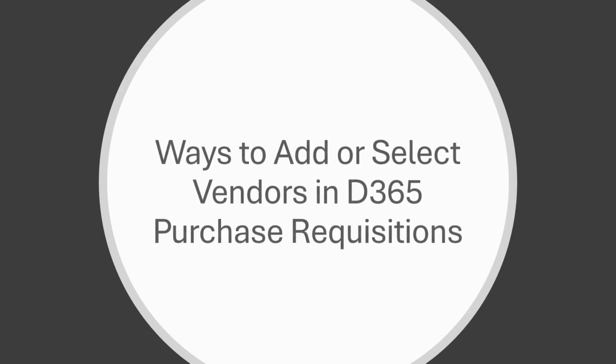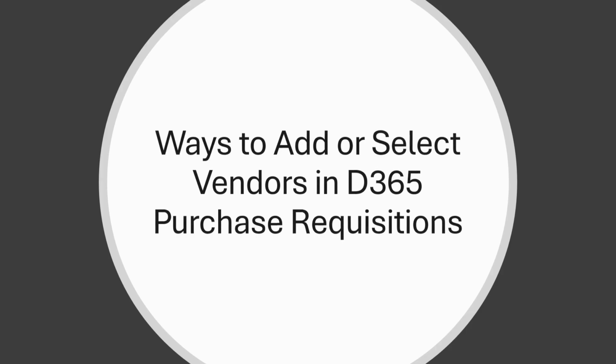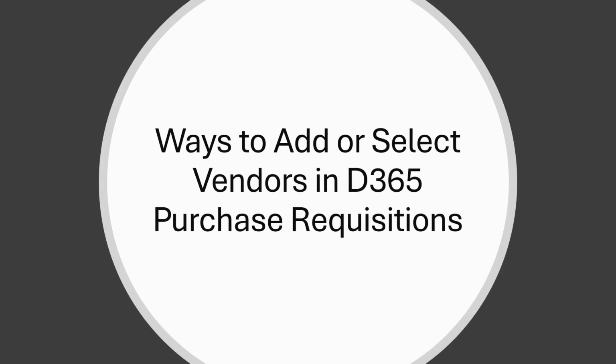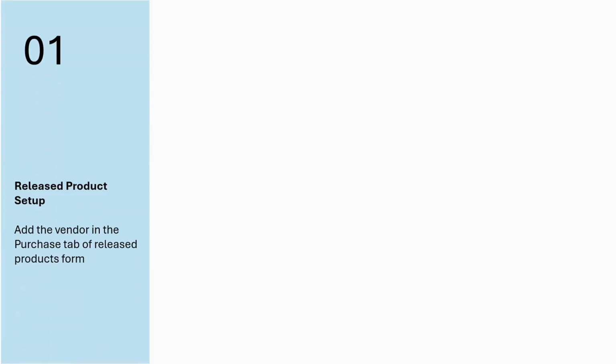In today's video, I will be showing you how to add a vendor to an item in a purchase requisition in D365 F&O. So let's get started. First way is to add it in the released product form. So we need to add the vendor in the purchase tab of the released product form. So let's see in Dynamics 365 how it will work.